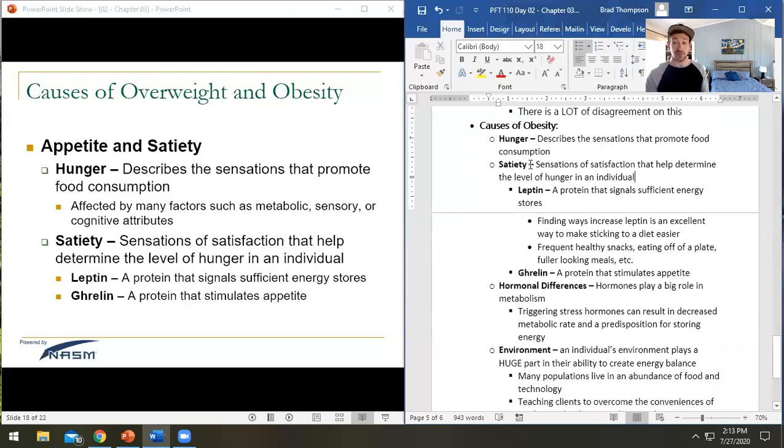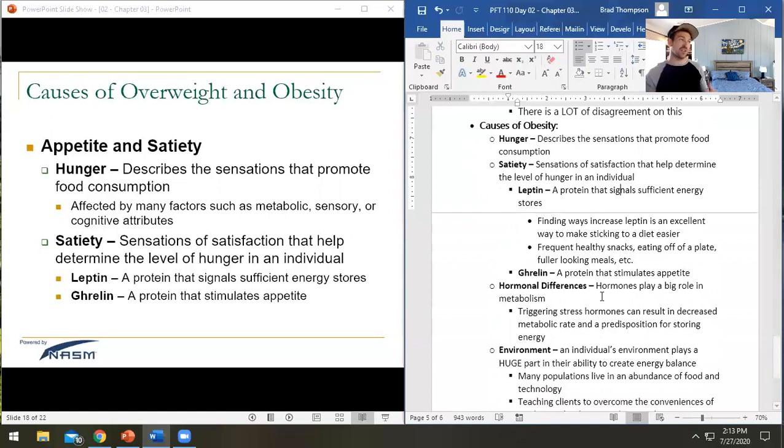Our causes of obesity can also be related to our levels of hunger or satiety. When we're describing hunger, hunger are sensations that promote the intake of food, right? You're hungry, therefore you go consume food. The opposite of hunger is going to be your level of satisfaction. We're going to refer to this as satiety, right? And satiety are the sensations of satisfaction that determine your level of hunger. If you have low satiety, you're going to have high hunger.